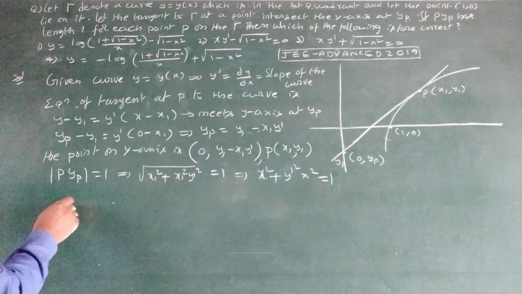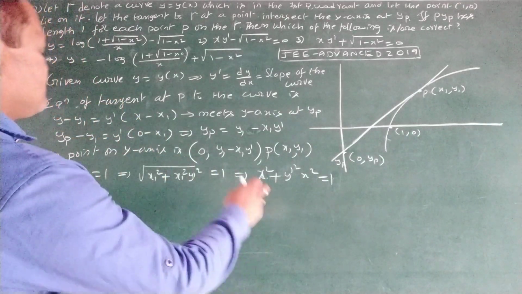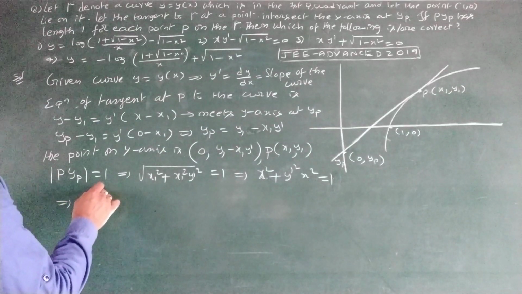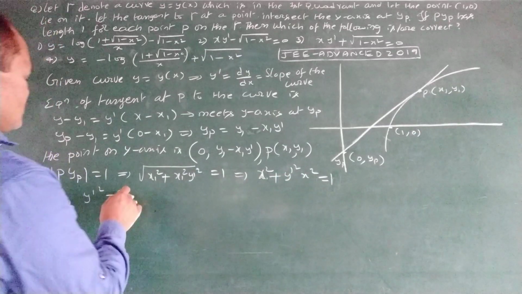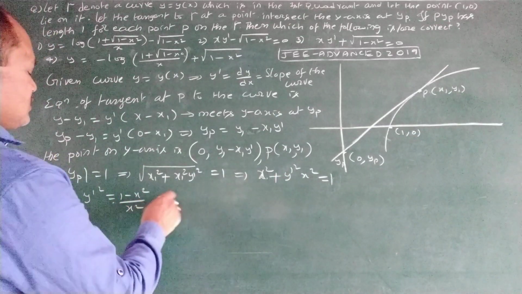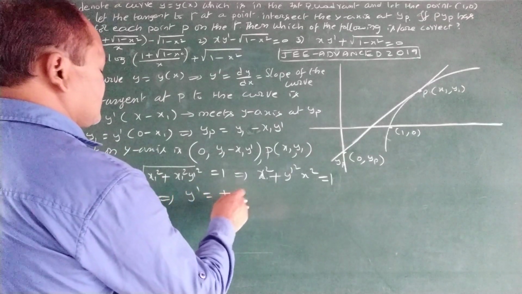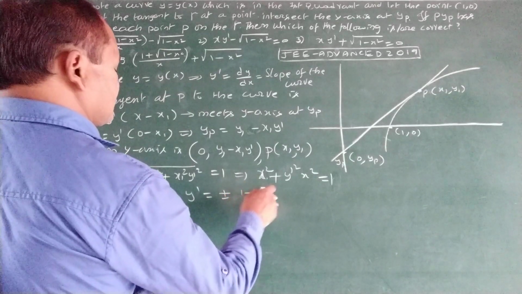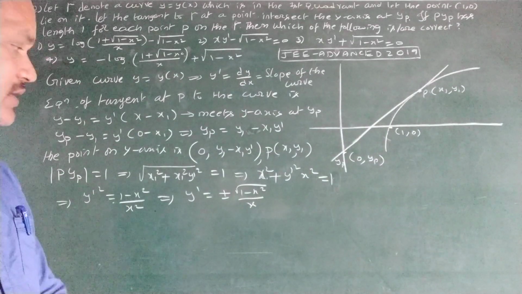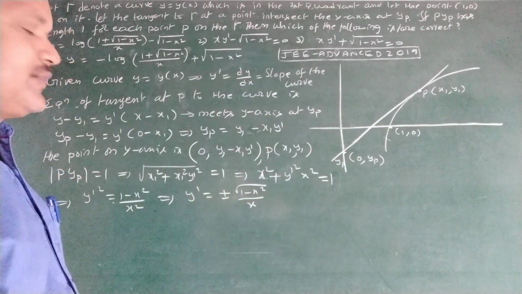Now from this, y'² = (1 − x²)/x². That implies y' = ±√(1 − x²)/x. Okay, that's it. So this is y'. So here we have to take two cases.